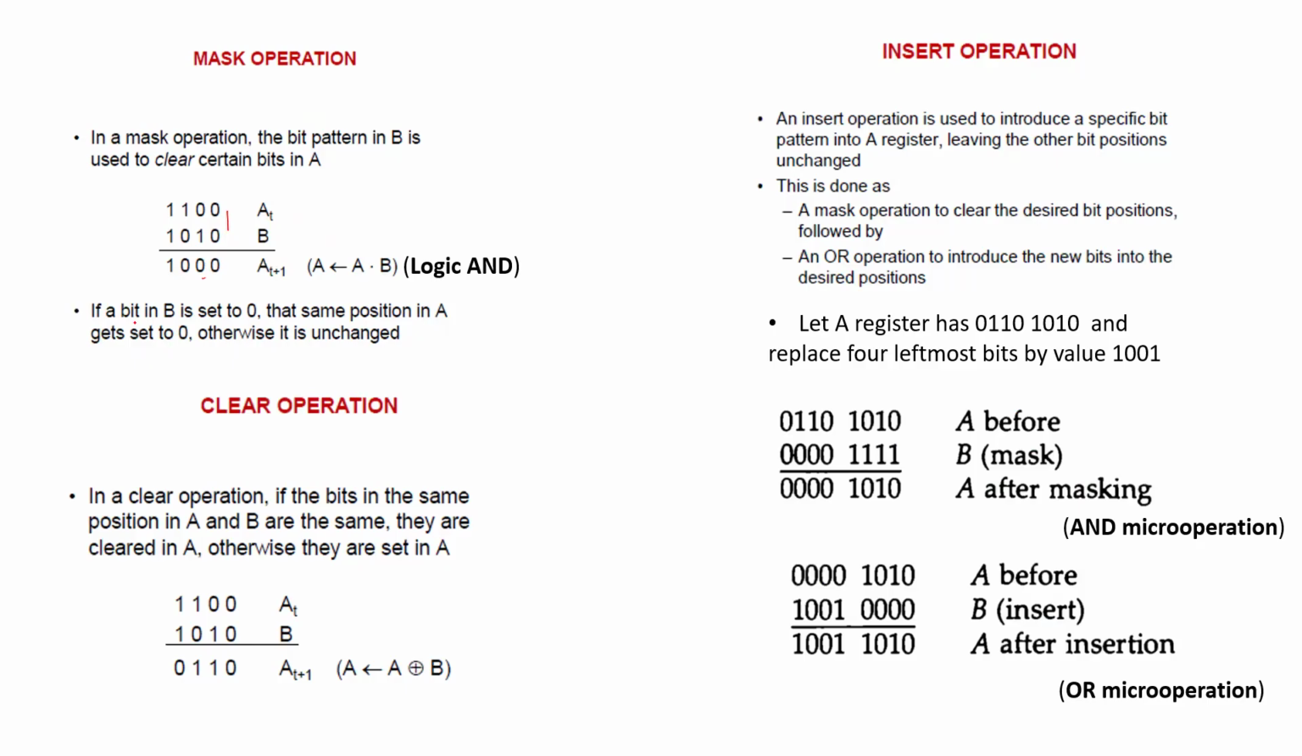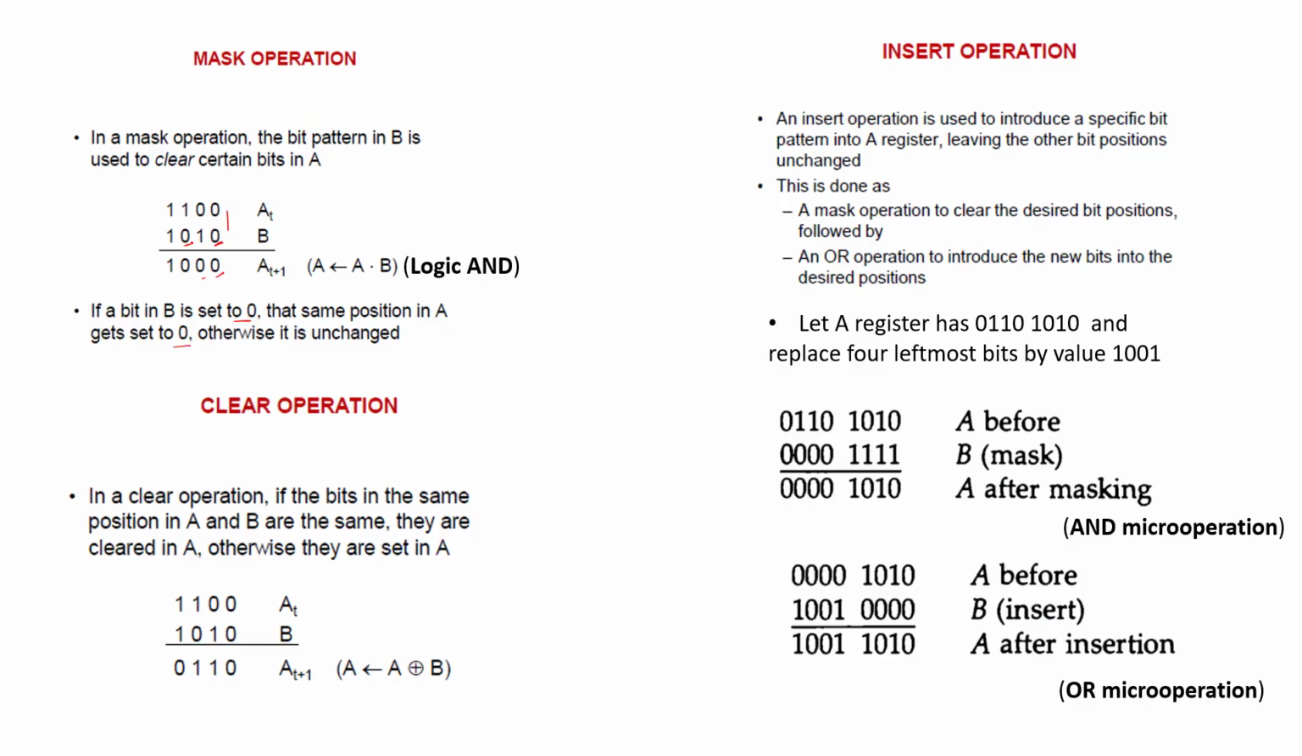So what is happening here? If a bit of B is set to 0, then the same position in A gets set to 0. Earlier we were considering the case where the bit of B is 1. Now we are going to focus on when the content of B is 0. So here B is 0, then the same position in A is also set to 0. It's already 0, so it stays 0, no problem.